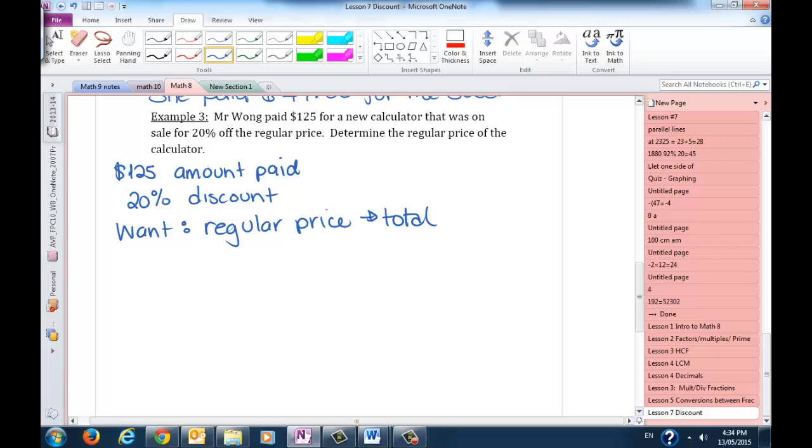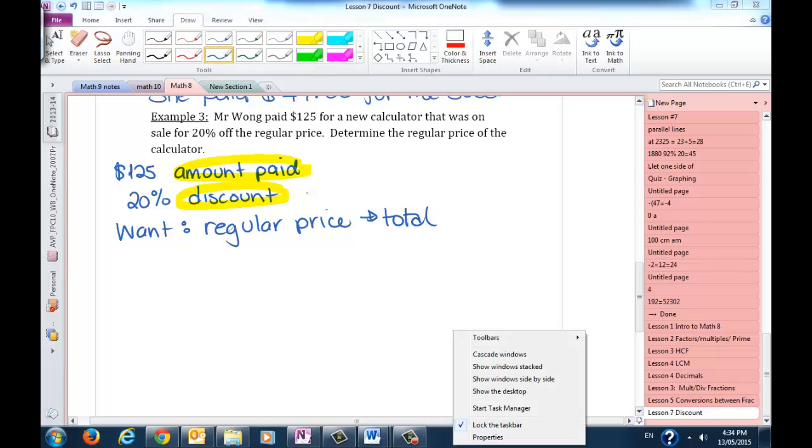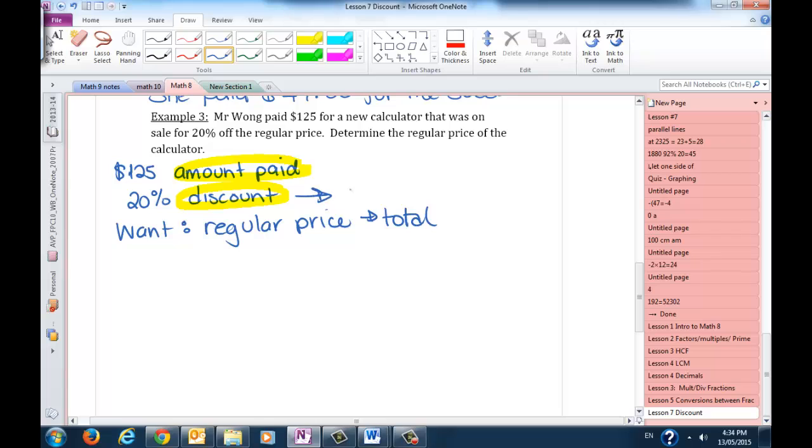Alright. Now notice that we have amount paid here and we have discount. These don't match. So I want to find out what the percent he actually paid for it was. And what we do is we take 100% and we take away 20%, which is just equal to 80%. And this is now the percent paid. Now we have the paids matching.